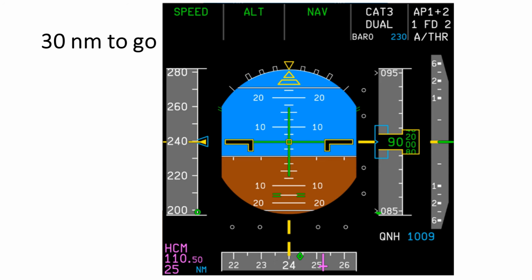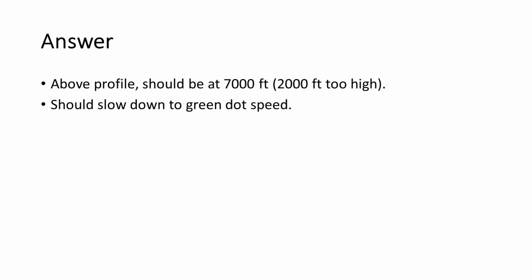Next, you have 30 miles to go. The answer, you are above profile and you should be at 7,000 feet. That means you are 2,000 feet too high and you should start to slow down to green dot speed to force the thrust at idle.